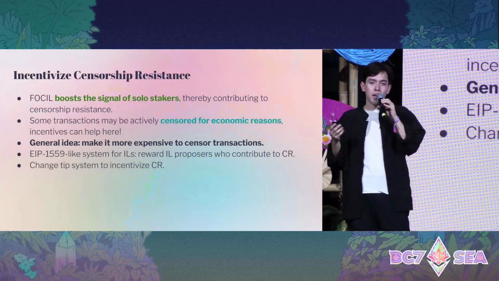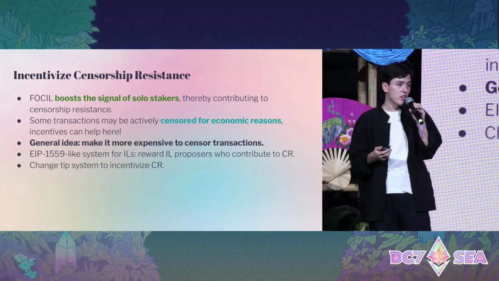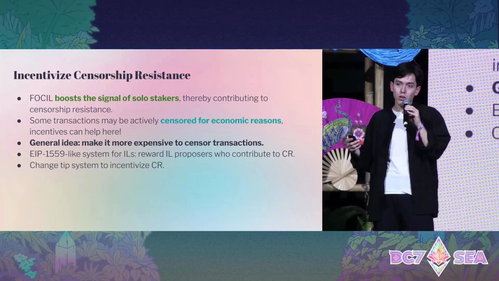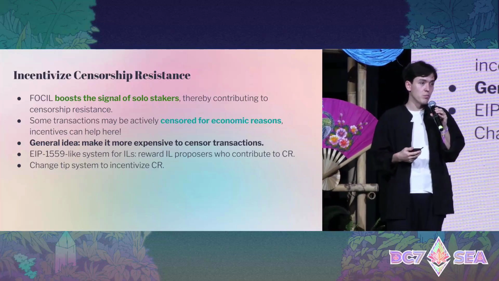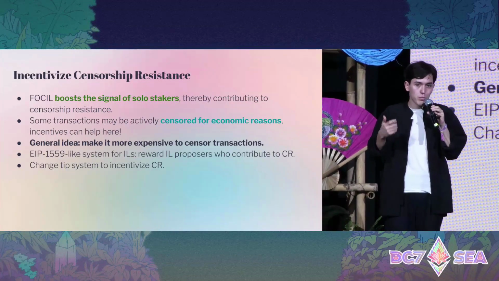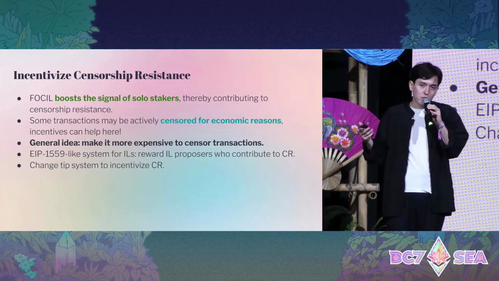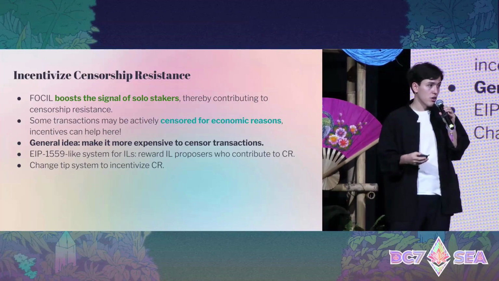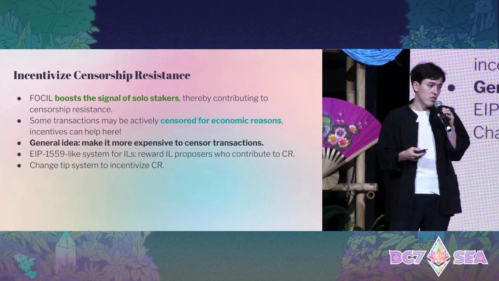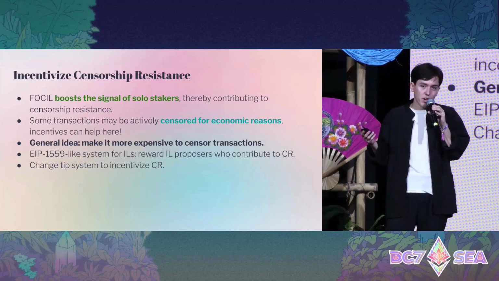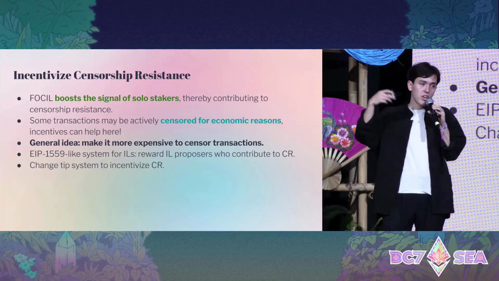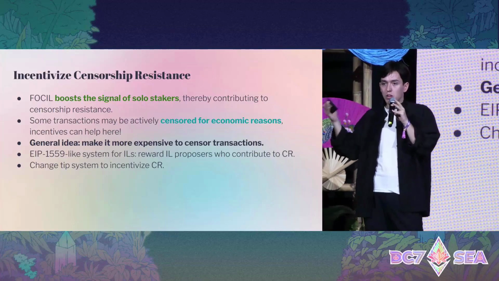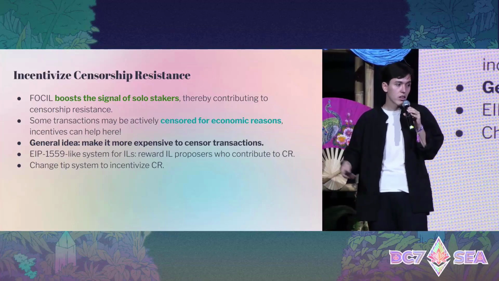So first is making some transaction fee mechanism to incentivize censorship resistance. So the design philosophy behind FOCIL is to boost the value, or boost the signal, of those that already provide censorship resistance to Ethereum in a way that doesn't cost them anything, but it doesn't gain them anything either. Potentially, for some use cases, you want these inclusion list committee members to actually gain something from providing this censorship resistance service. And what you could think here is an EIP-1559-like mechanism where the priority fees are given to those who create the inclusion list, potentially subject to how much they contributed to individual transactions being included.